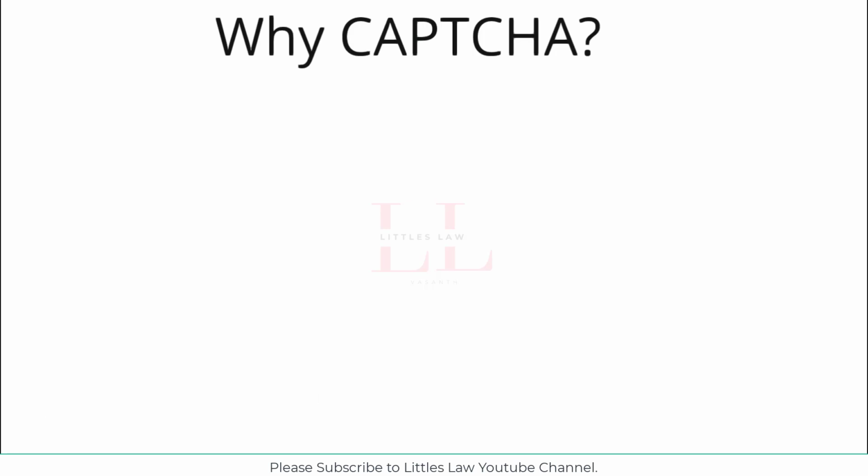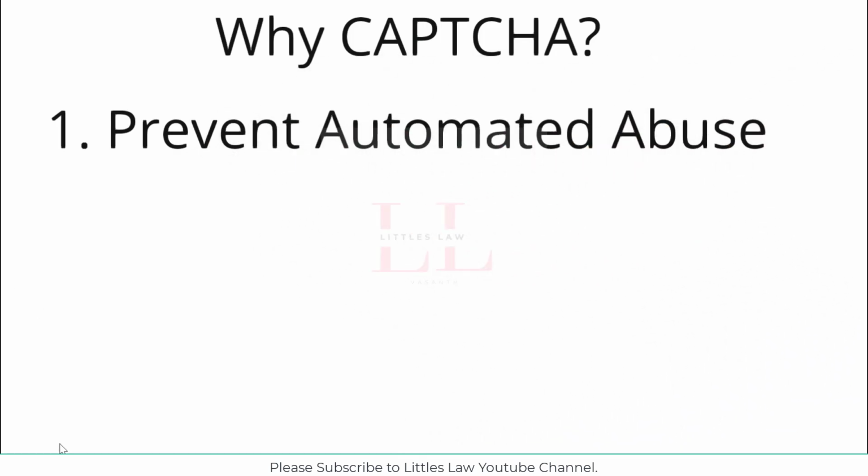So CAPTCHA, we call it a completely automated public Turing test to tell computers and humans apart. Basically, we can call it a technology or a method. It is to tell whether it is a bot or a human, right? And it is introduced to prevent automated systems, mainly bots, from misusing online services. When I say online services, it can be accessing a web application, any web application, right?